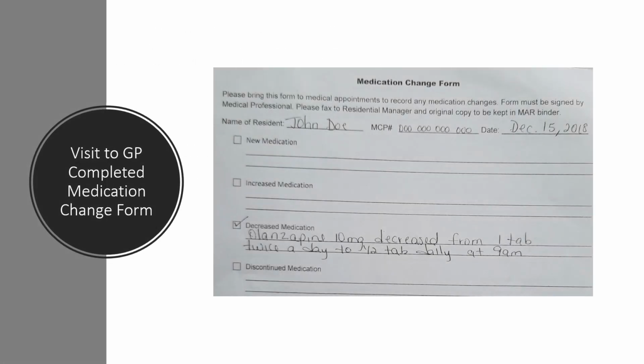Here is an example of a completed medication change form based on the medical appointment with the family doctor. Note the decreased medication section has been checked to indicate the decrease in meds recommended by the doctor. Olanzapine 10 milligrams is decreased from 1 tab twice a day to half a tab daily at 9 a.m.